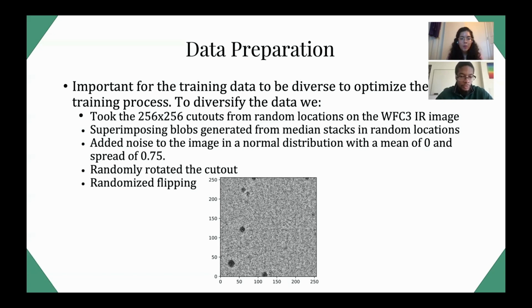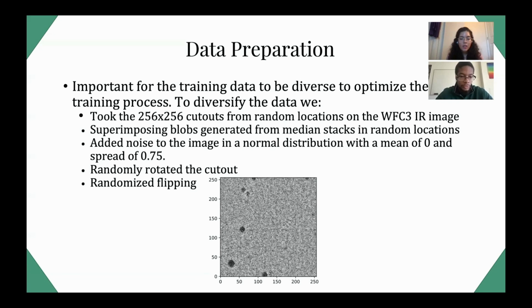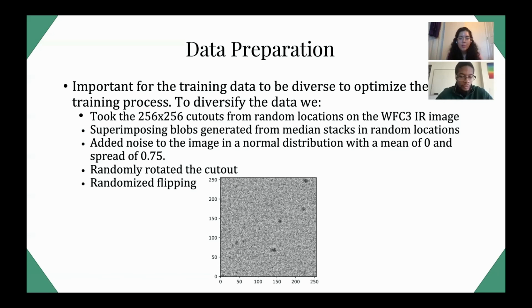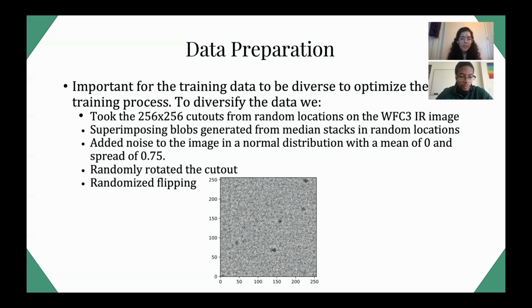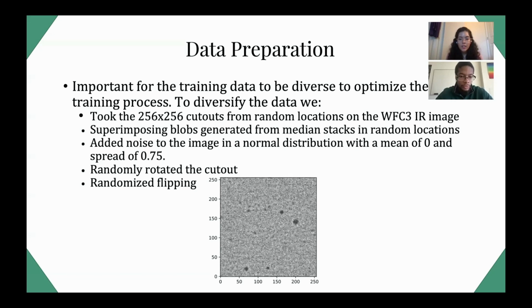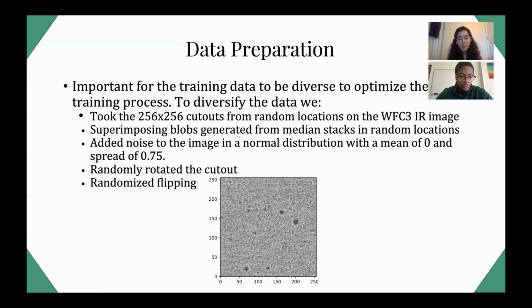The next thing we do for both the label 0 and label 1 data is we add noise in a normal distribution with a spread of 0.75. And then for spatial awareness, we randomly rotate the cutout and do some random flipping. That is what you're looking at in the GIF at the bottom: several examples of subframes and what they look like.